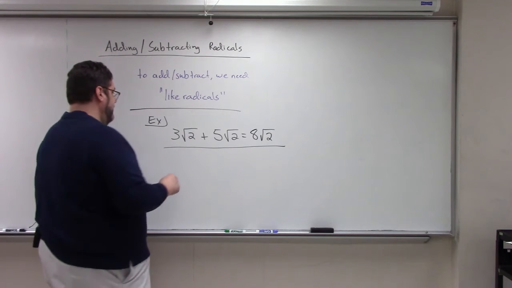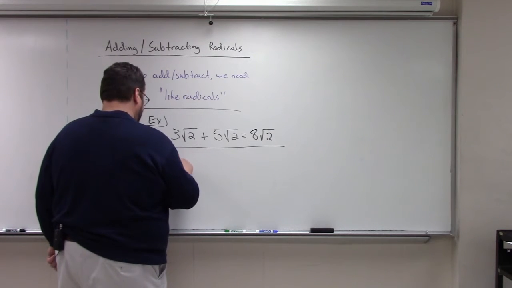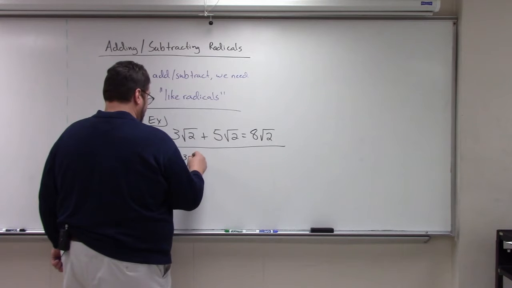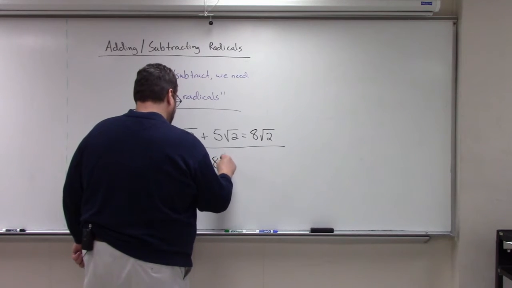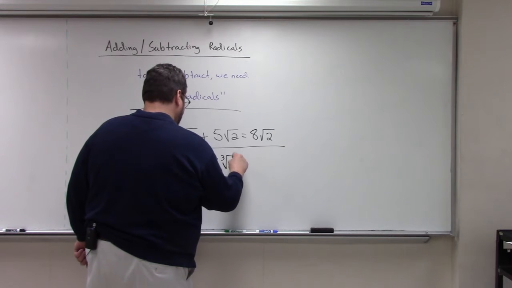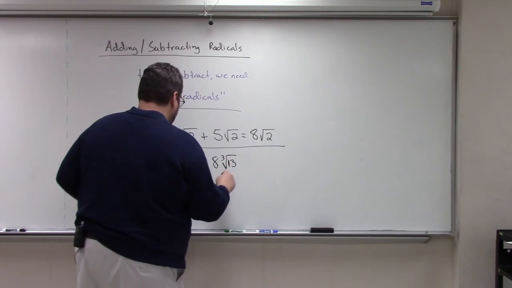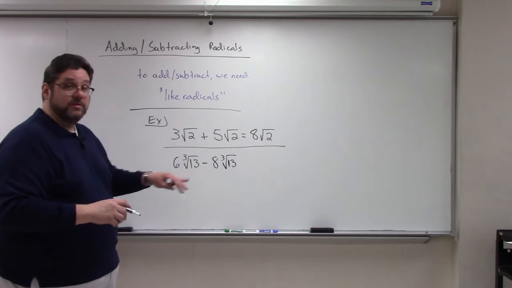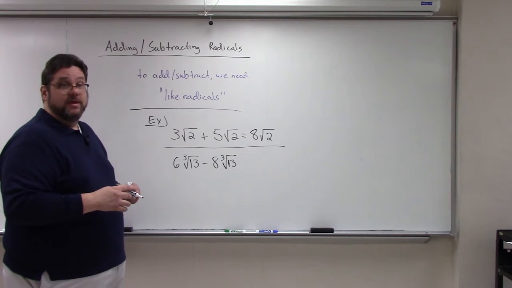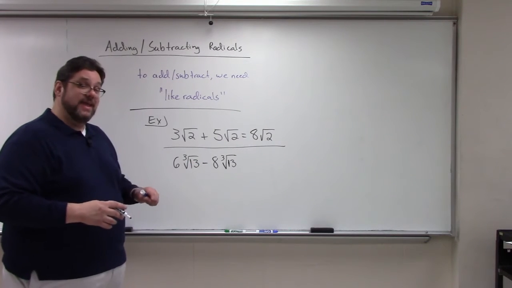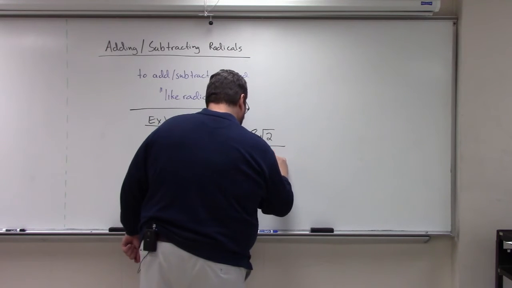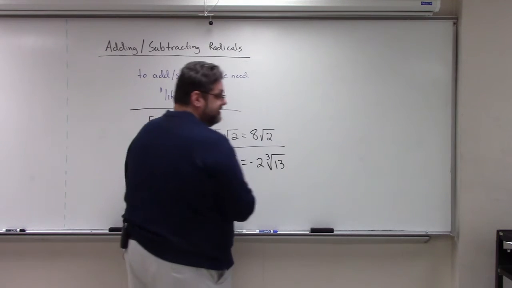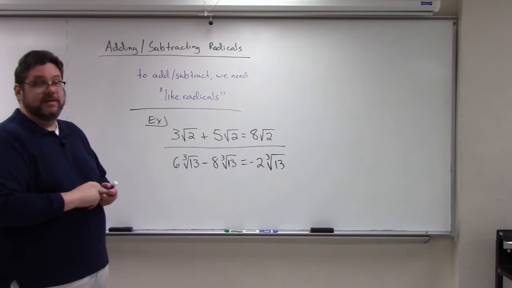All right. What if I had 6 times the cube root of 13 minus 8 times the cube root of 13. Again, it's the same root. They're both cube root of 13. So 6 minus 8, well, that's negative 2. And then the root stays the same. The radical stays the same.